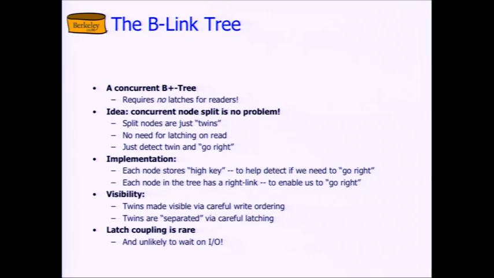The visibility here, we're just going to make sure that the twins are made visible by carefully ordering the writes of them and releasing the latches. And you'll see how splitting works, okay? And latch coupling is actually going to be rare, though it is going to come up. All right? So I'm not going to tell you that B-link trees never latch couple, but they don't do it often, and they never do any latches for reads. Okay, so let's get through it.